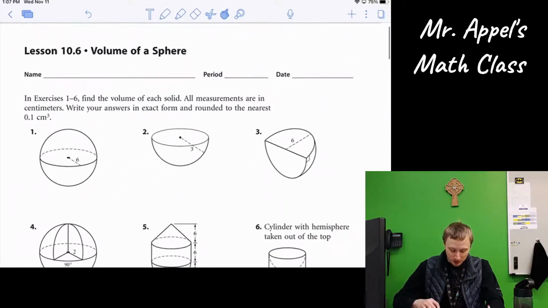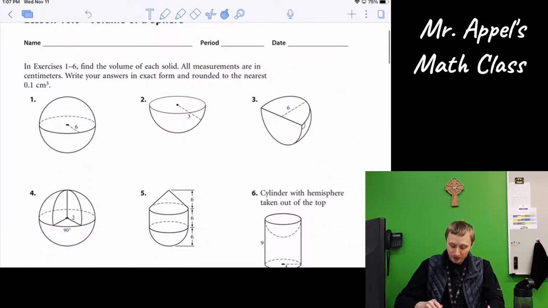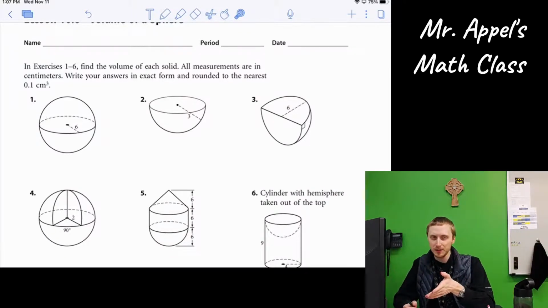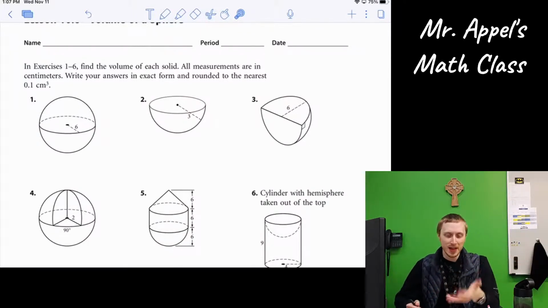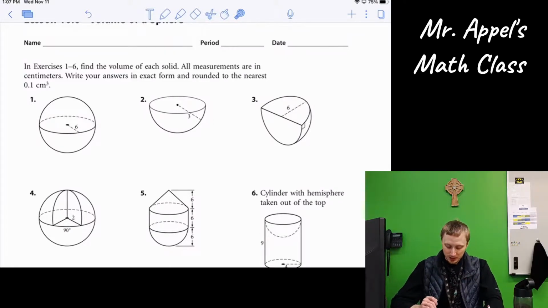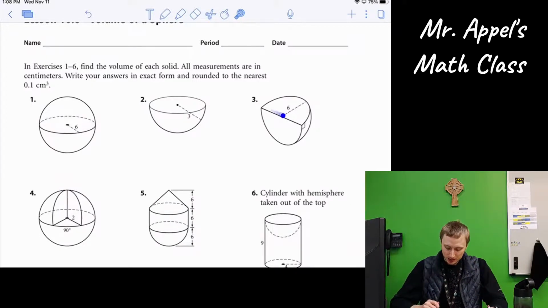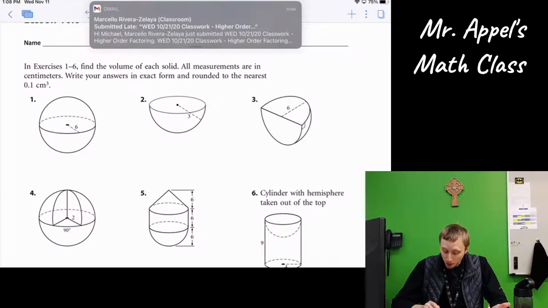So first page is all volume of spheres and portions of spheres. If it's a fraction of a sphere, it's just a fraction of that volume. So this guy is half, just like a grapefruit you might eat in the morning. Okay, this guy is taken half of a half. Okay, so that's a quarter left over.